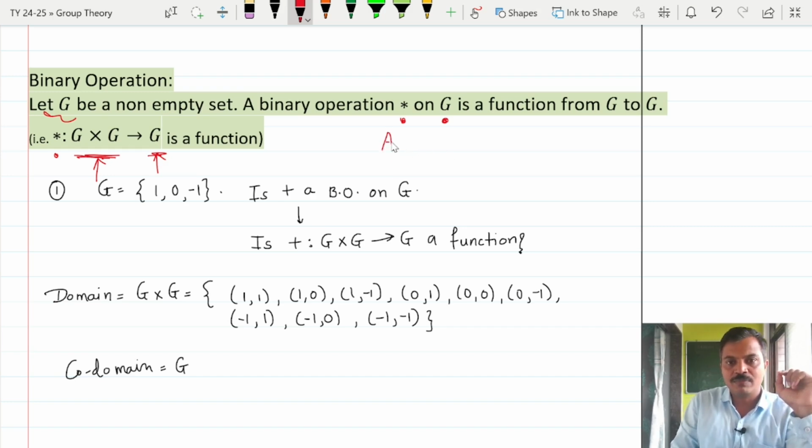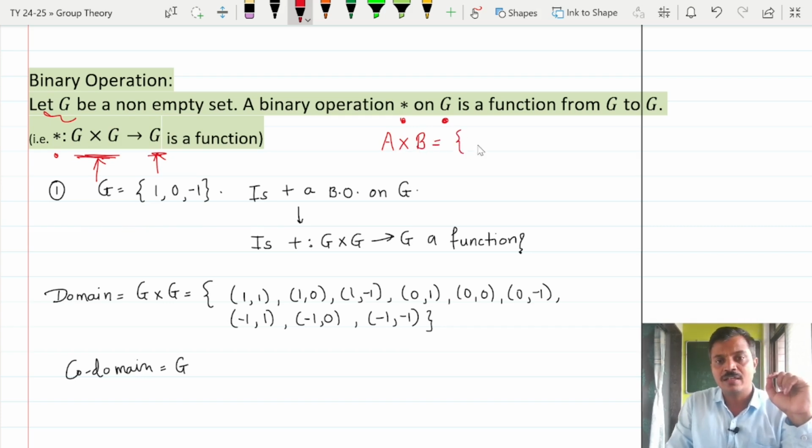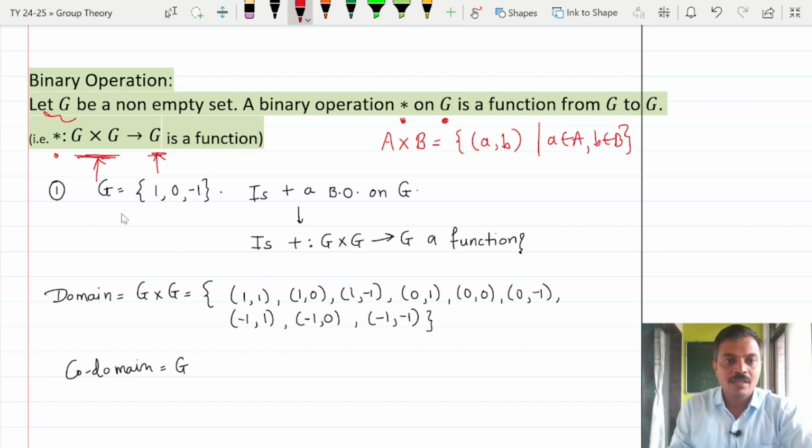You might know the concept of A cross B. This is called the Cartesian product of A with B, where the first element is taken from set A and the second element is taken from set B, like this. For example, my set G is 1, 0, minus 1. So what will be my G cross G? The first coordinate should be from G as well as the second coordinate should be from G.